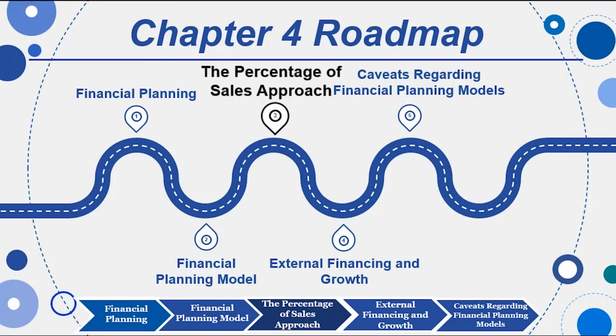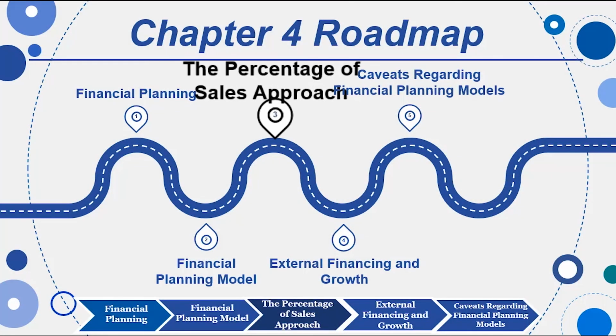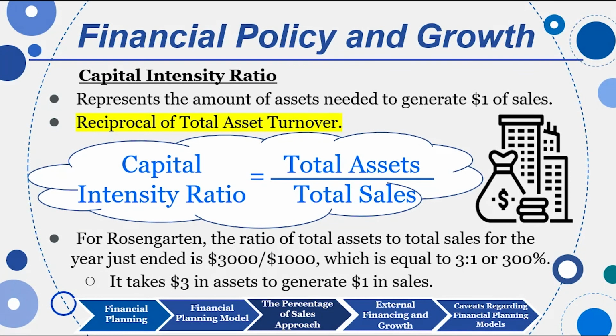What are some of the key caveats? Let's do the percent of sales approach first. Again, one key ratio involved here is CIR, the capital intensity ratio. We said in session 3 that it's the inverse of the asset turnover ratio, asset turnover being sales over assets. So CIR is assets over sales. It's a reciprocal, or 1 over the asset turnover ratio.